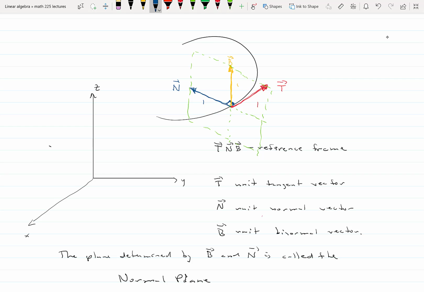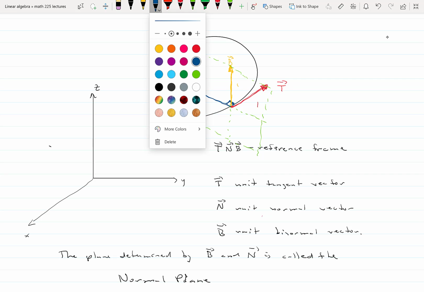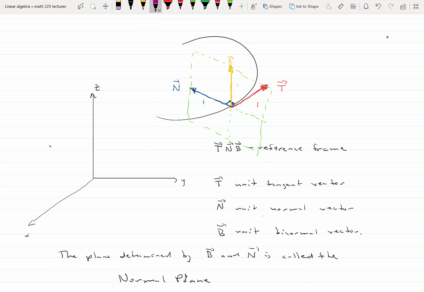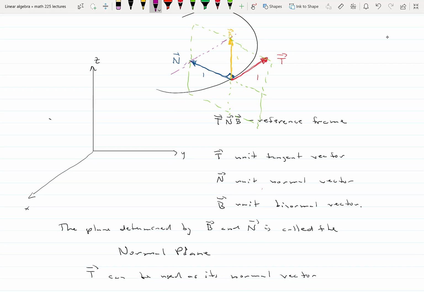I'll try to draw in our same drawing, in some other color. Purple. We'll see what it looks like. T and N, they form a plane also. They determine a plane. Purple's pretty nice looking.